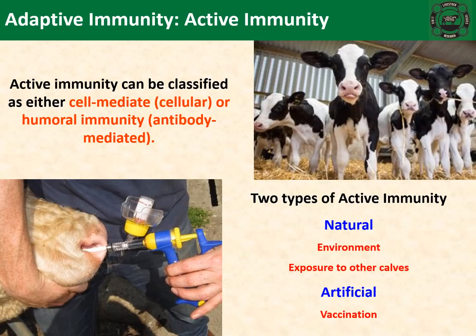Diving a little deeper, we can classify active immunity as either cell-mediated or antibody-mediated. Additionally, we can further categorize it as either natural or artificial. Natural refers to exposure to pathogens within the calf's environment, whether that's from non-animate objects or from exposure to other calves. And a good example of artificial would be antigen exposure through vaccination.